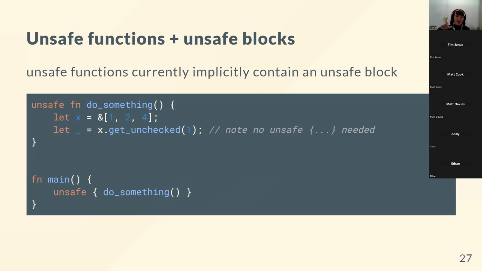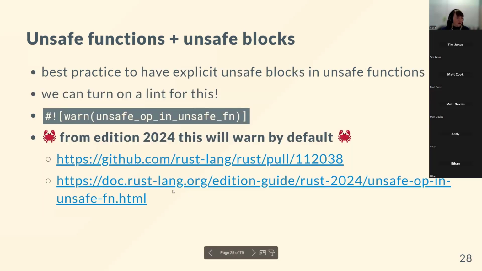Not all of that will necessarily have the same unsafe constraints as the calling function. By having an implicit unsafe block, you are saying that those constraints that the calling function had are the same as the constraints of any unsafe call inside it, which isn't necessarily true. And it can get confusing then to say, okay, who is actually verifying this unsafe block? Is it me, or is it the calling code? So it's generally considered best practice to have explicit unsafe blocks in unsafe functions.